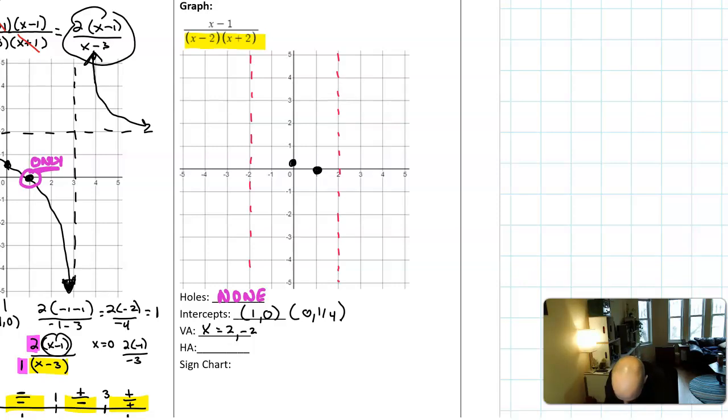And then horizontal asymptotes. Well, let's take a look. This is a degree 1 divided by a degree 2. There's 2 factors, so we're not going to look at the ratio of coefficients. We're just going to say that this is a horizontal asymptote of y equals 0. That's the second part of the 2-part test. So I'm going to go ahead and put that horizontal asymptote in right here.